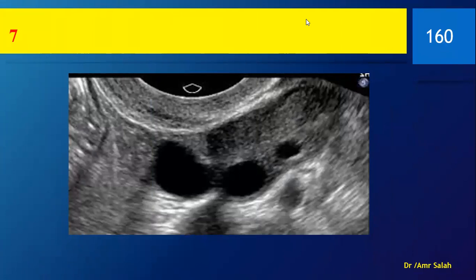What about this ovarian lesion? Is it ovarian or not? Yeah, I can see this cyst, and this is the ovary. Para-ovarian cyst. Bravo.